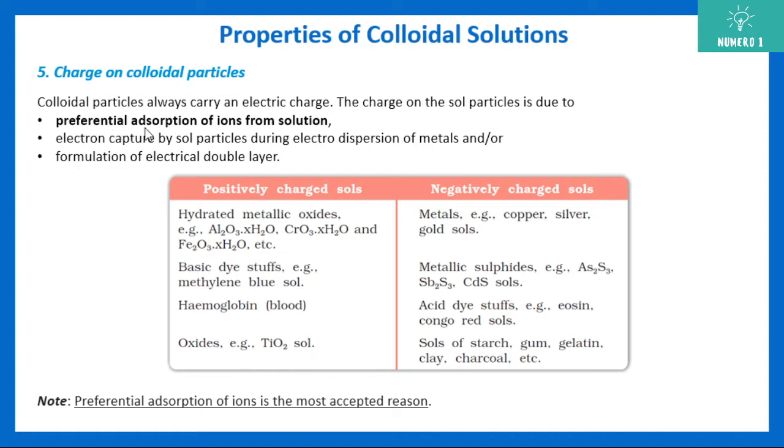First is preferential adsorption of ions from the solution, which means only some ions are getting adsorbed from the solution. The second reason can be electron capture by sol particles during electrodispersion of metals. The third reason may be formation of an electrical double layer. Note that preferential adsorption of ions is the most accepted reason. So basically we always have charge on sol.